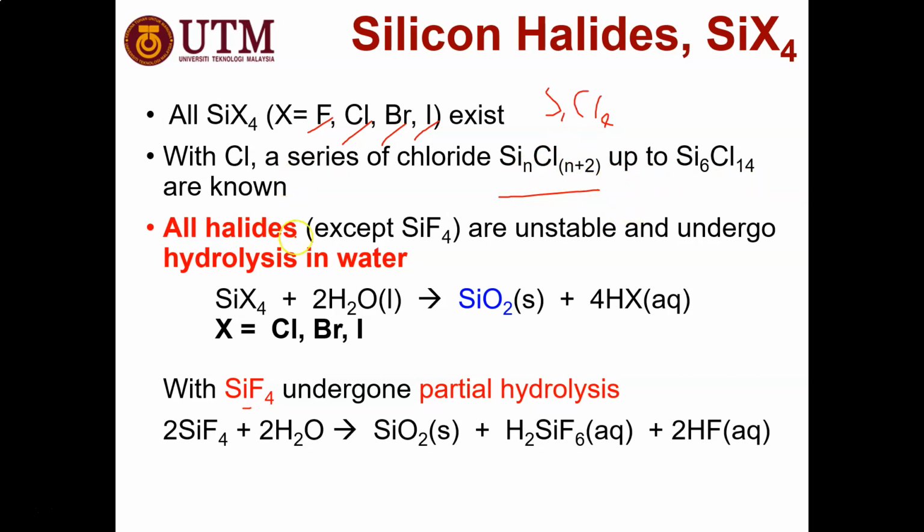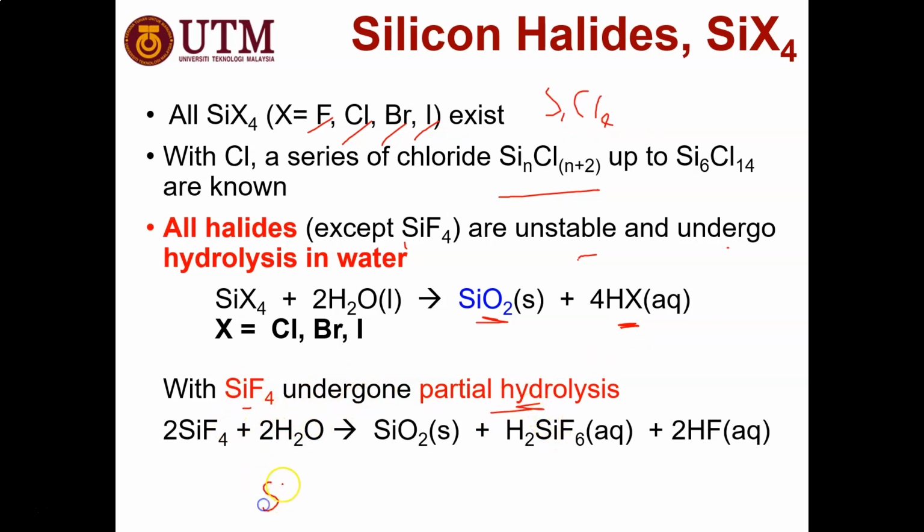Okay. And all halides kecuali silicon tetrafluoride are unstable and undergo hydrolysis in water. Bila dia undergo hydrolysis in water, kita eventually akan dapat silika dengan dia punya hydrogen halide. So contohnya, kalau it is a chloride, silicon tetrachloride, eventually kita akan dapat silika and also the hydrochloric acid. For the case of silicon tetrafluoride, it only undergo partial hydrolysis.